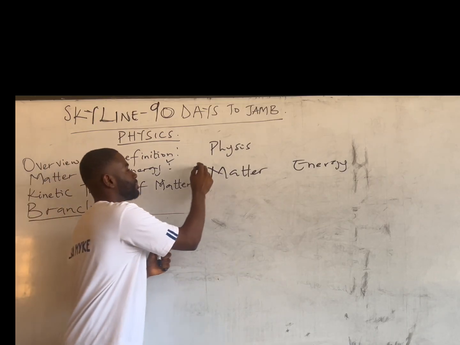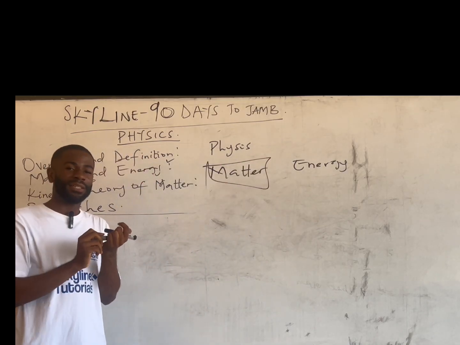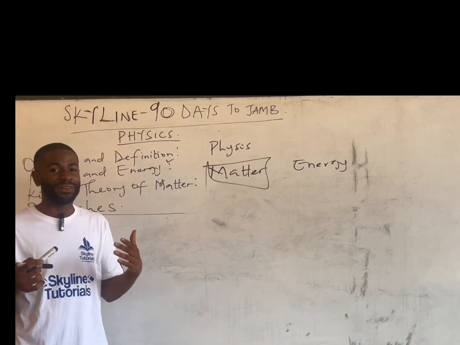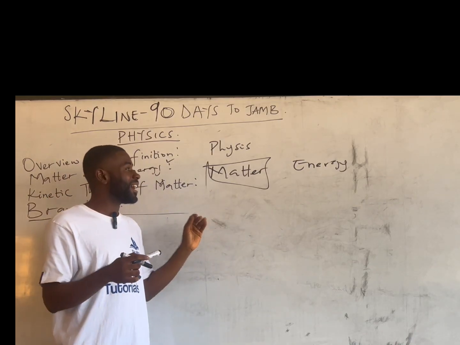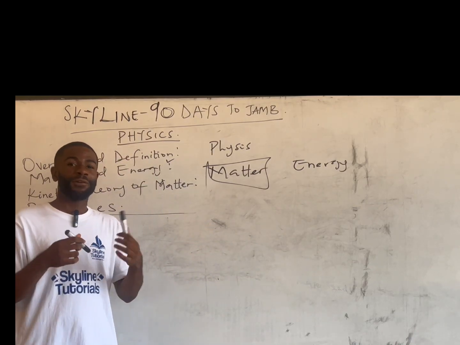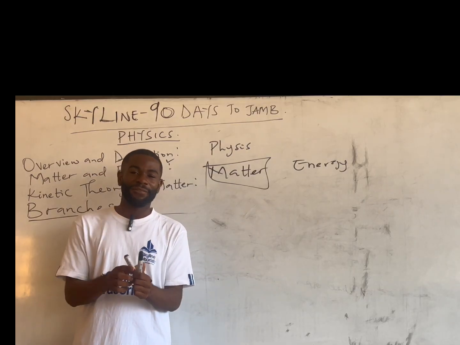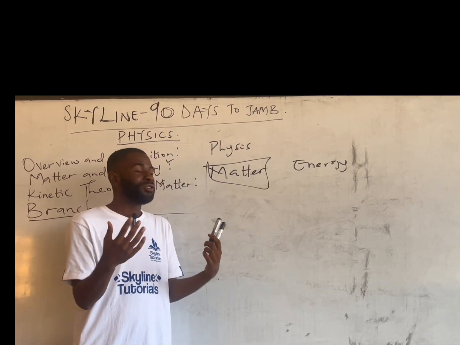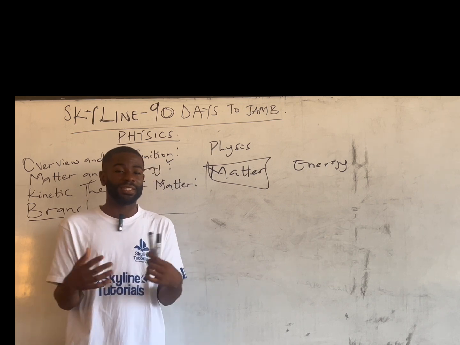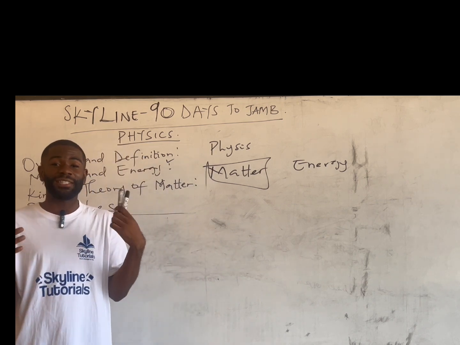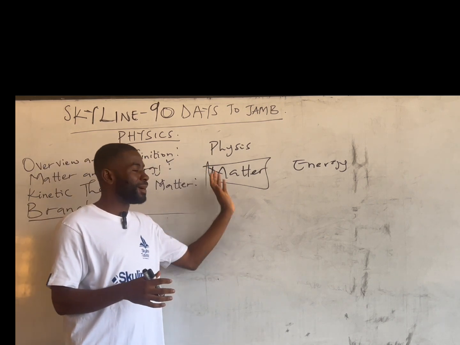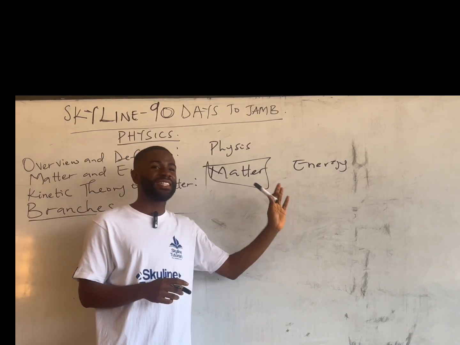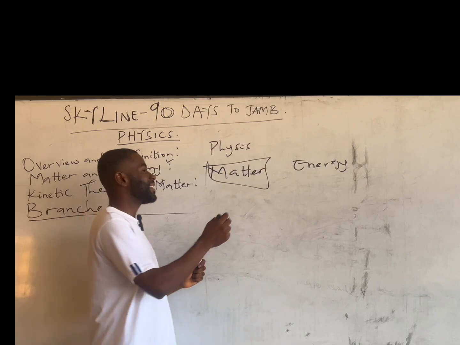Matter. Matter is popularly defined as anything that has mass and occupies space. Anything that has mass and occupies space. For example, this marker. If I pile up thousands and thousands of markers in this room, realize that it can obstruct my movement. The implication is that it is occupying space, therefore it is matter. Take note of that.